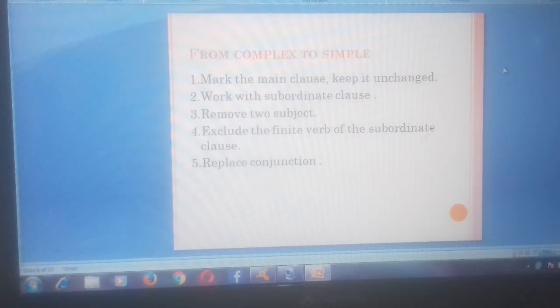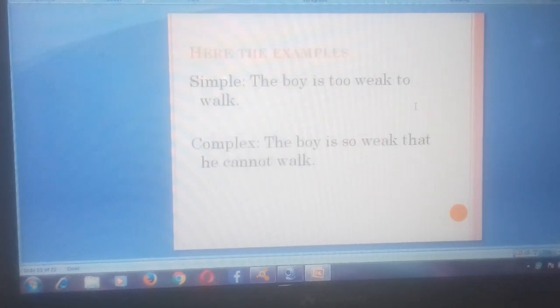All these clues will be clear if we show the examples. Before showing the examples, I will again give you some tips for transforming from complex to simple. That is quite opposite to the previous. Mark the main clause, keep it unchanged. There will be no change in the main clause. Work with subordinate clause. Only subordinate clause will be changed. Remove two subjects. There are two subjects and we will remove one. Then we will exclude the finite verb of the subordinate clause. Then we will replace conjunction by a preposition.